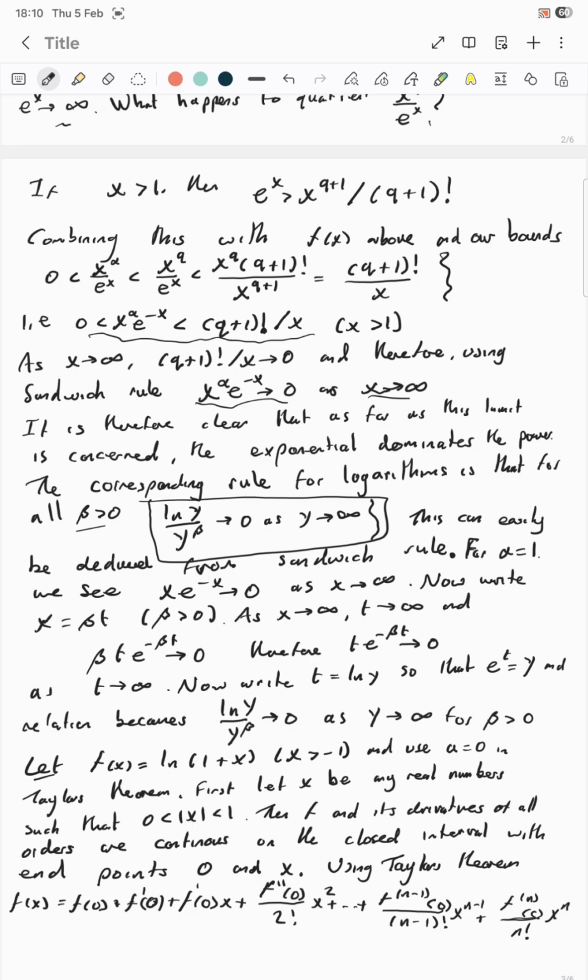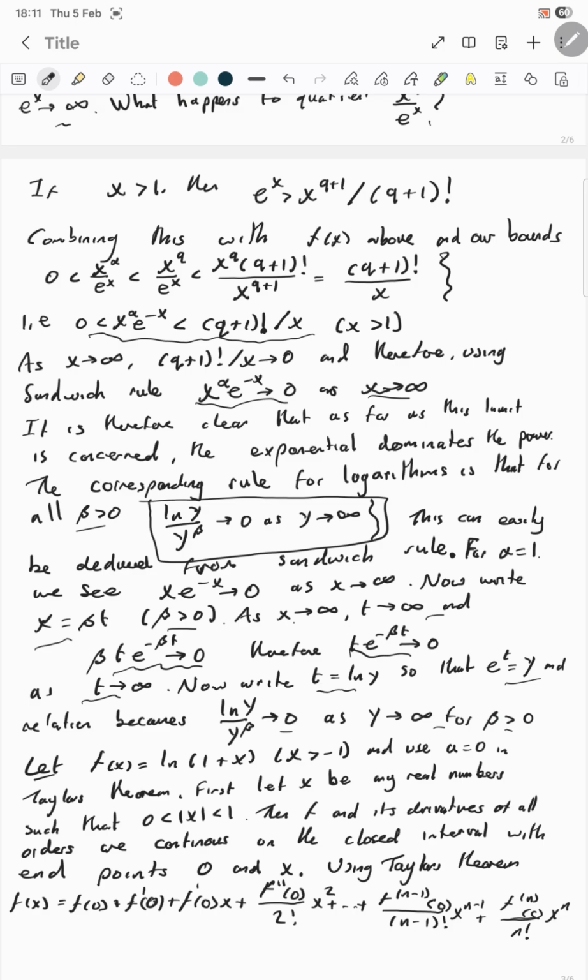We see that x e to the minus x goes to 0 as x goes to infinity. Now we write x equals beta t, where beta is greater than 0. As x goes to infinity, t goes to infinity, and this goes to 0. Therefore, this goes to 0 as t goes to infinity. Now we write t equals the logarithm of gamma, so that e to the t equals gamma, and the relation becomes logarithm of gamma over gamma to the beta goes to 0 as gamma goes to infinity for beta greater than 0.